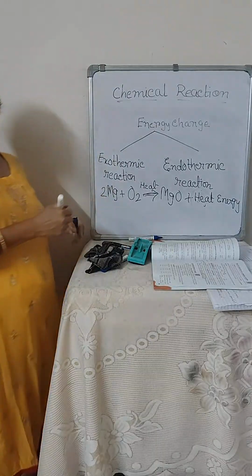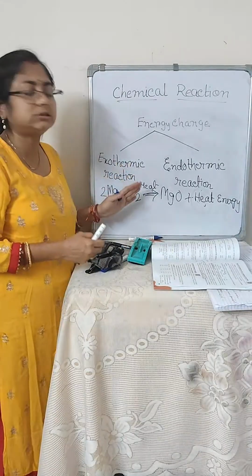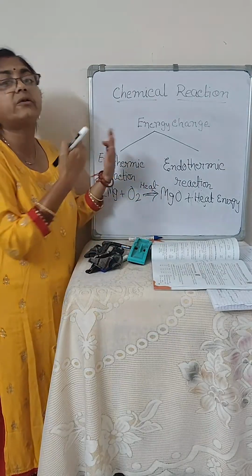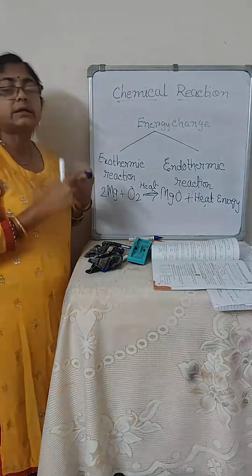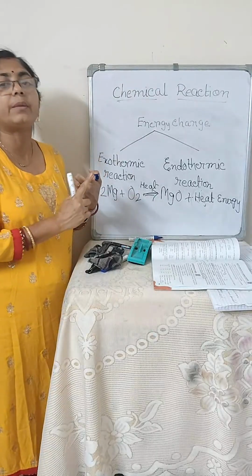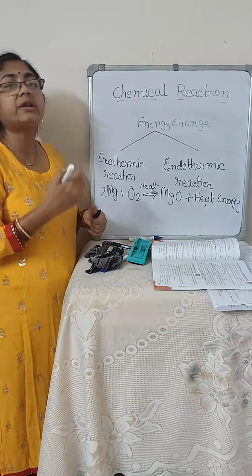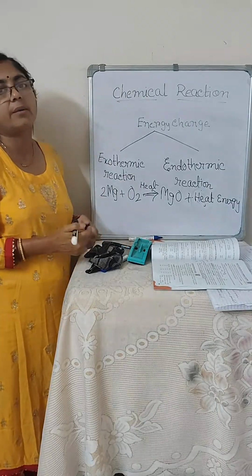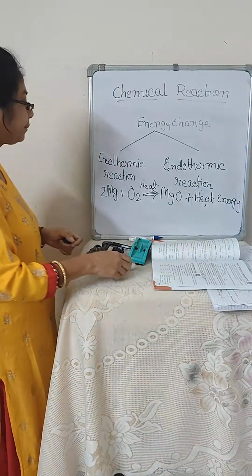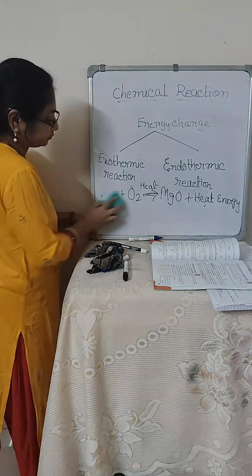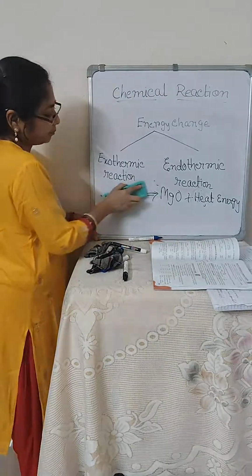When the magnesium ribbon bonds with the oxygen, magnesium oxide is formed and more heat is released. So it is an exothermic chemical reaction. When heat is released, it is an exothermic reaction. Okay? And another is endothermic. Wait. Please write it.